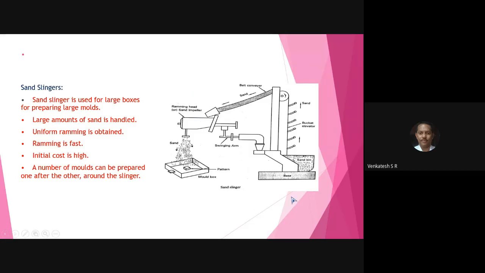Keep the mold boxes in 180 degrees and fill the mold boxes one by one through the sand impeller, ramming head or sand impeller. By force, the sand is filled in the mold box. This is the principle of operation of the sand slinger. All of you please write down.